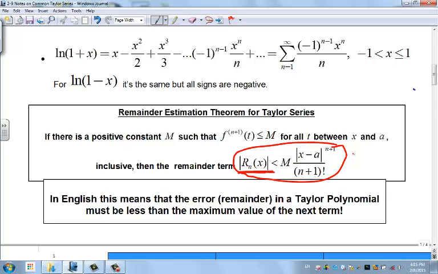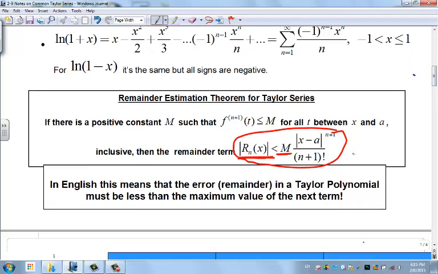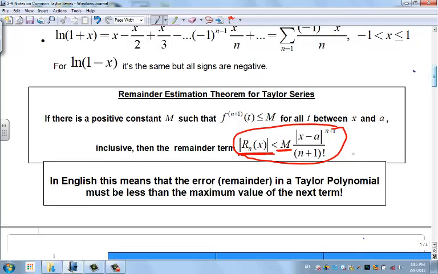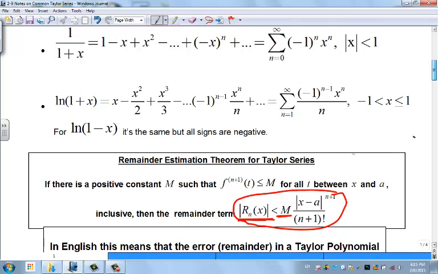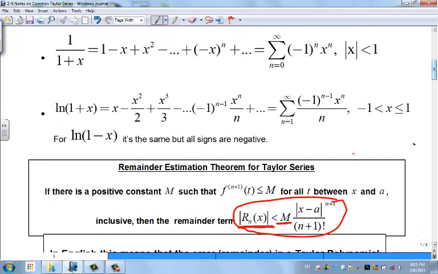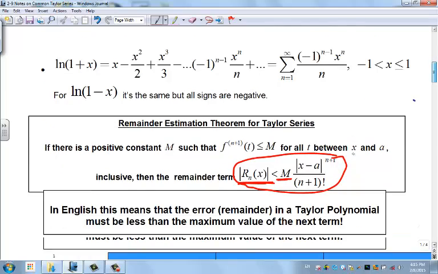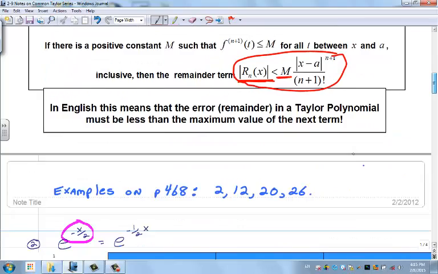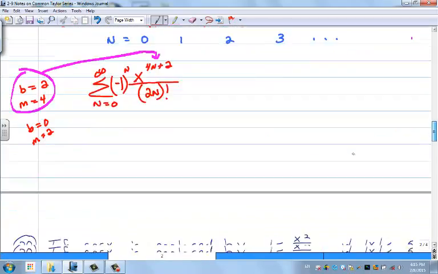Now m here stands for the maximum value of your n plus first derivative, of your next derivative. And then x minus a to the n plus 1 over n plus 1 factorial. That's just the formula for the next term. So the key is finding the maximum value of that n plus first derivative. And if you have your known Taylor polynomials, like up on this page, it's much easier to find this remainder error. So let's look at an example of this.